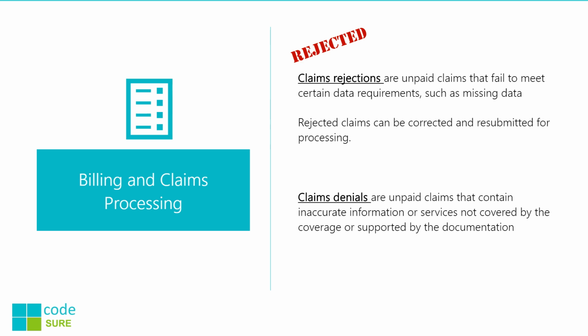If your claim fails to meet certain data requirements and there's missing data, such as the patient name or the policy number, it can be corrected and resubmitted. However, this will delay the reimbursement process anywhere from 30 to 90 days. A claim denial is effectively the same thing as a claim rejection. But in a claim denial, the information is present. There's just an error. For example, the policy name may not match the policy number.